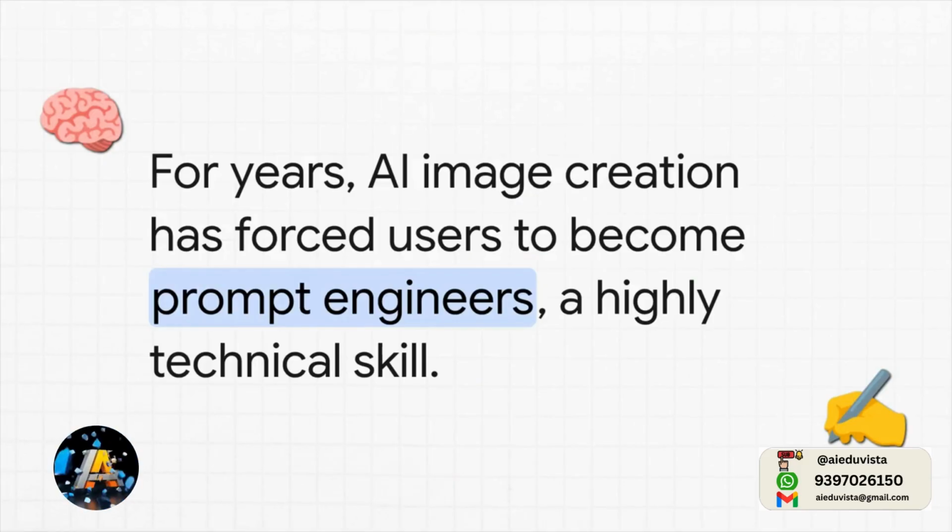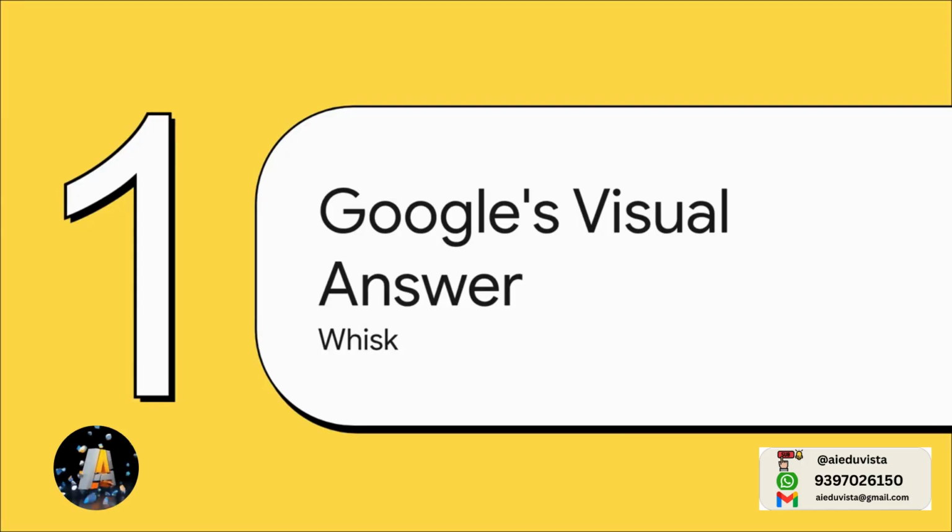And that's the thing. This whole process has turned creativity into a really technical skill. You got to learn the right keywords, the negative prompts, all the weird syntax. But what if there was a different way? An approach that's way less about telling an AI what to do and a lot more about just showing it what you like. Well, that brings us to Google's Visual Answer. It's a brand new experimental tool from Google Labs, and it's called Whisk.